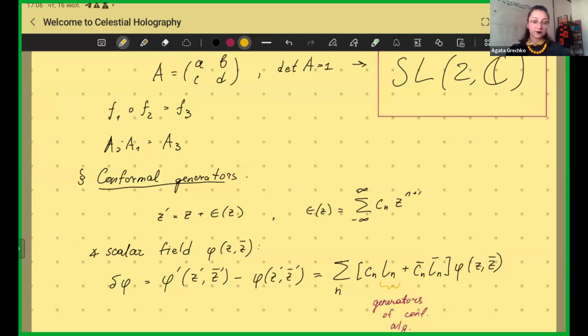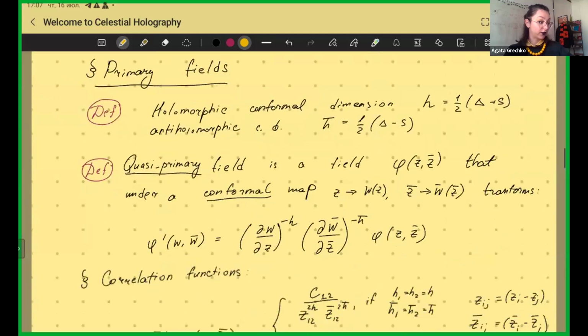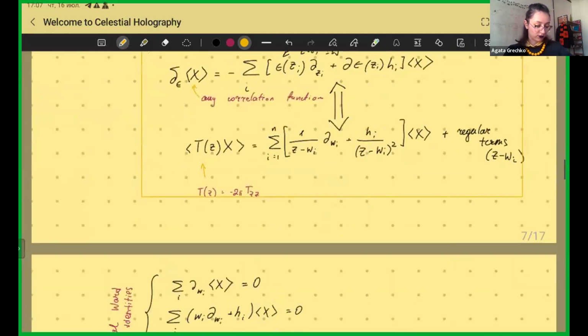And again, these topics are advanced. Some of the questions I still ask myself when reading the articles and preparing the lecture. So let's have a little bit of fun in the most modern part of celestial holography. Let's start. Let's first remind ourselves of the OPE story.